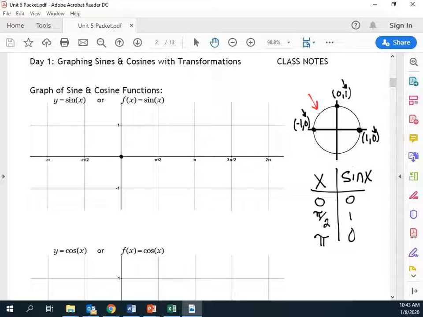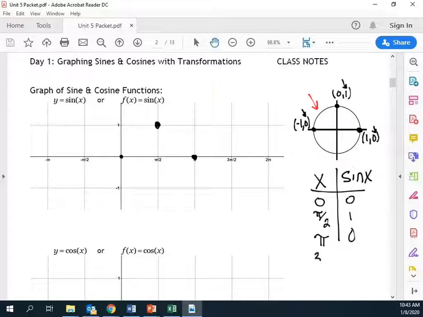Oh, got a lot of things going on. All right, so go back to pi over 2. What was the sine of pi over 2 again, guys? 1. So I go over to pi over 2, go up to 1. There's my point, so I'm going to put a point right there. What was the sine of pi? 0. So that brings us back down to the x-axis.